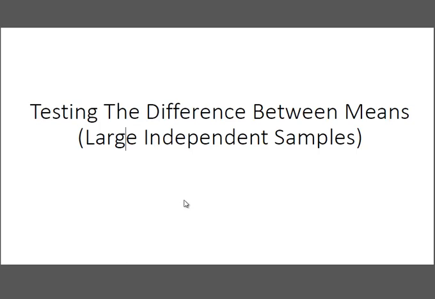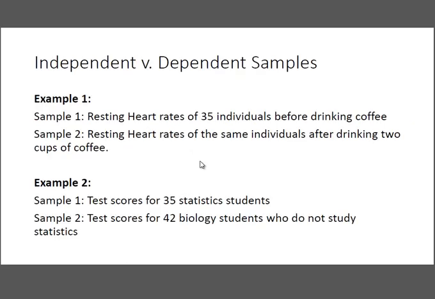Independent versus dependent samples. Here are two examples, and one of these is independent, the other is dependent. So take a look at example one. Sample one, resting heart rates of 35 individuals before drinking coffee. And then sample two, you're going to collect information from their heart rates after drinking 2 cups of coffee.